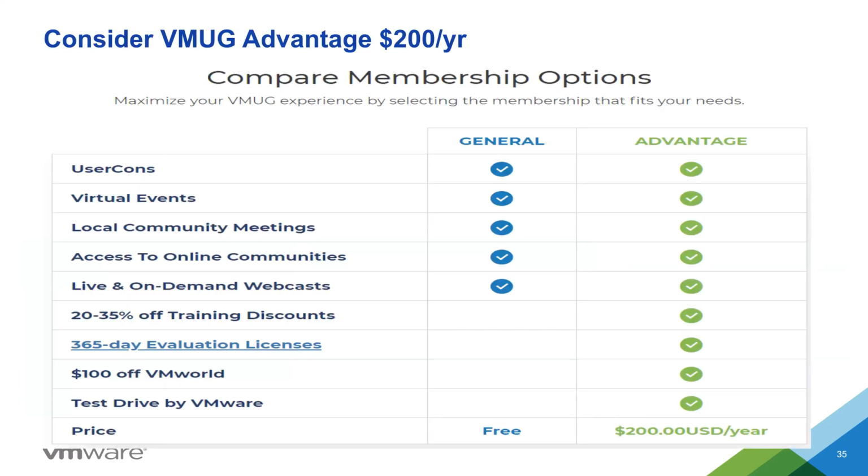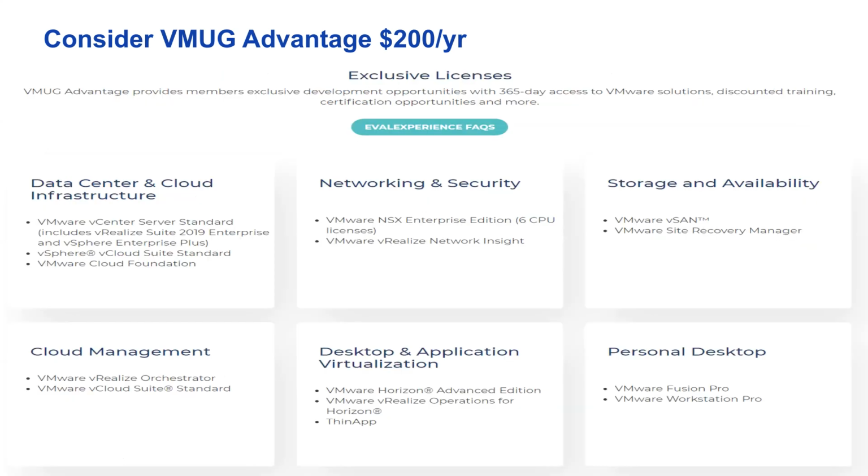You might consider doing VMUG Advantage. This is a great program. For $200 a year, you get all these advantages here in green, whether it's discount on training, yearly evaluation licenses, et cetera. So let's look at that a little bit more. Here are some of the licenses you get with that. You pretty much get all the licenses you need to spin up your home lab and do a lot of work. It's a great option.